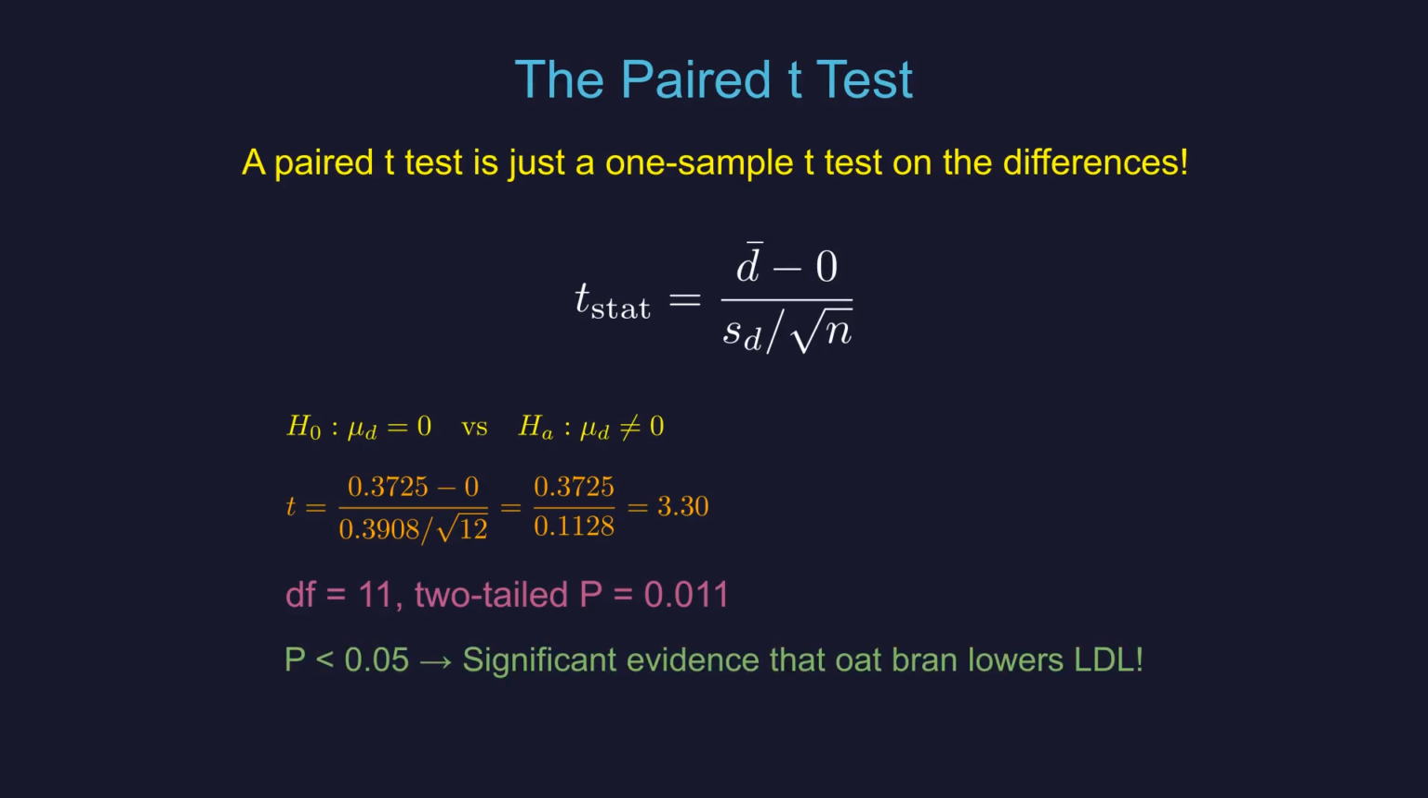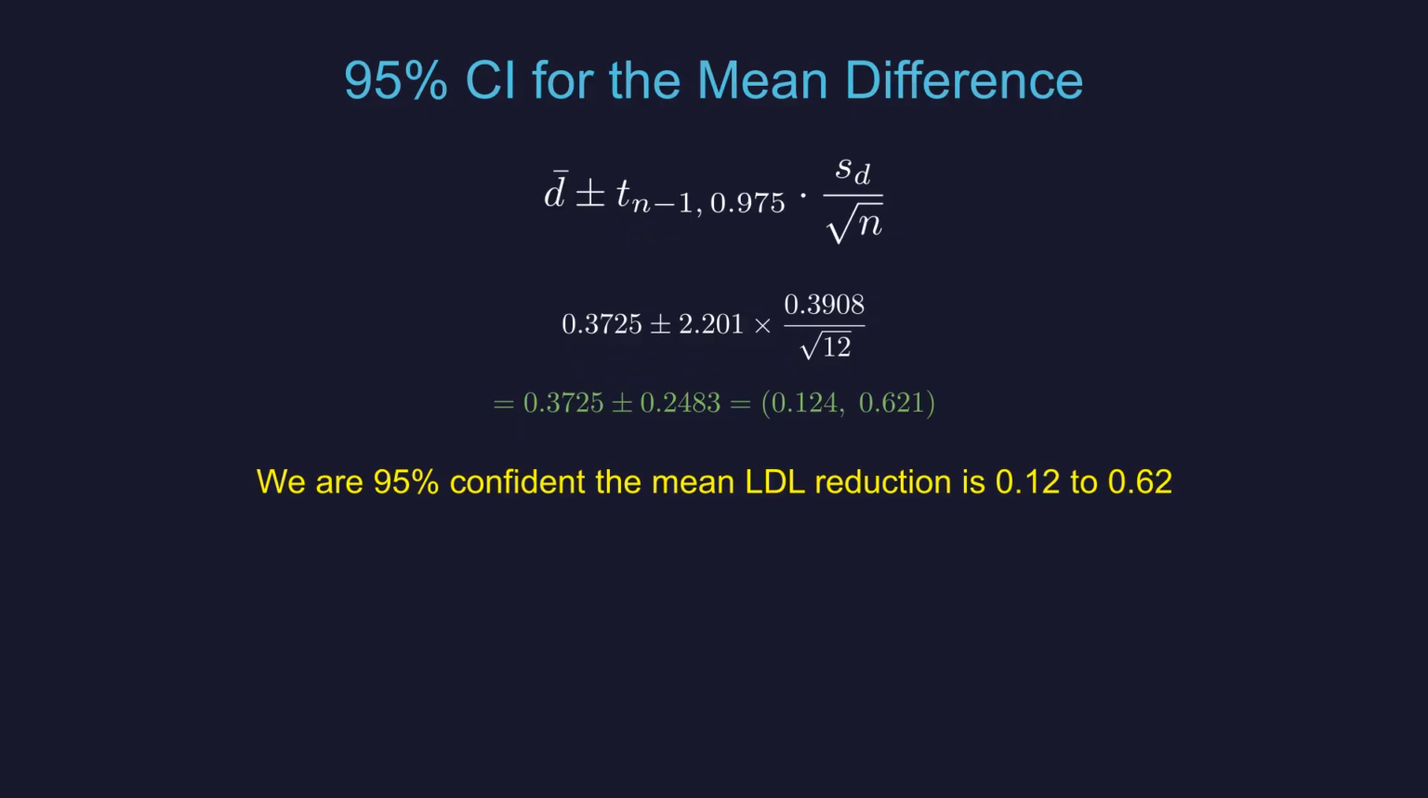Step D, since p is less than 0.05, there is significant evidence that oat bran lowers LDL cholesterol. We can also build a 95% confidence interval for the mean difference. The formula is d bar plus or minus t star times s sub d over root n, plugging in our values. 0.3725 plus or minus 2.201 times 0.3908 over root 12. This gives an interval from 0.124 to 0.621.